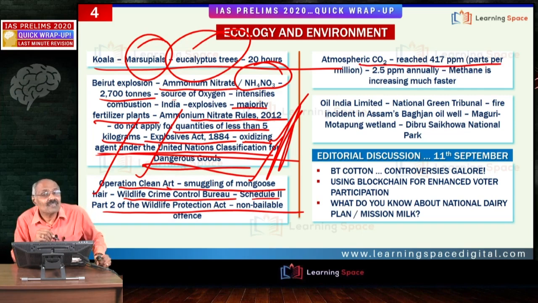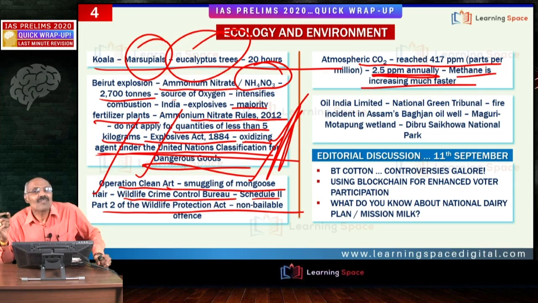Another important aspect is atmospheric carbon dioxide. At pre-industrial levels, it was somewhere around 280 ppm. Now it has increased to around 417 ppm. That means it increased by around 50%. Every year, this CO2 is increasing at the rate of 2.5 ppm annually. And methane is increasing much faster than carbon dioxide. But in the quantum available in the atmosphere, carbon dioxide is much higher and methane is much less, but the increase is higher as far as methane is concerned.